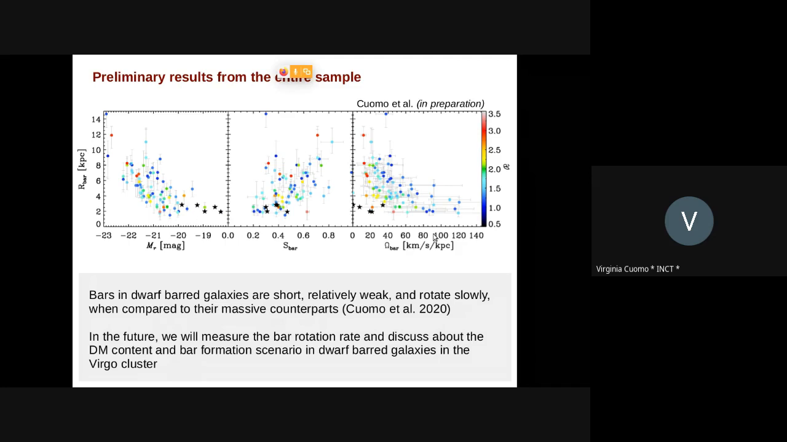Some preliminary results from the entire sample. Here I show you the results coming from the literature of barred galaxies analyzed with the Tremaine-Weinberg method. We have different properties: bar radius, bar strength, and bar pattern speed, and the points are color-coded according to the bar rotation rate. And I overplotted with the black stars the results for the sample of dwarf galaxies analyzed here. As you can see, dwarf galaxies seem to host slow and weak bars, which are rotating slowly.